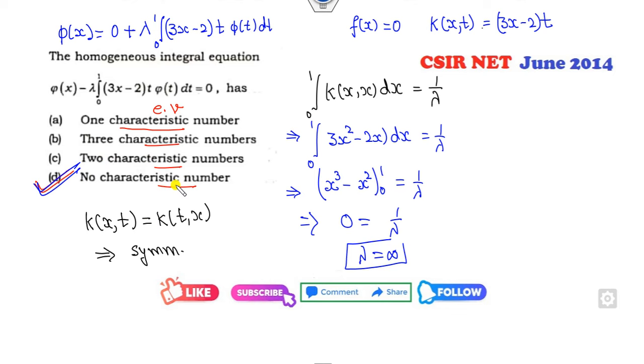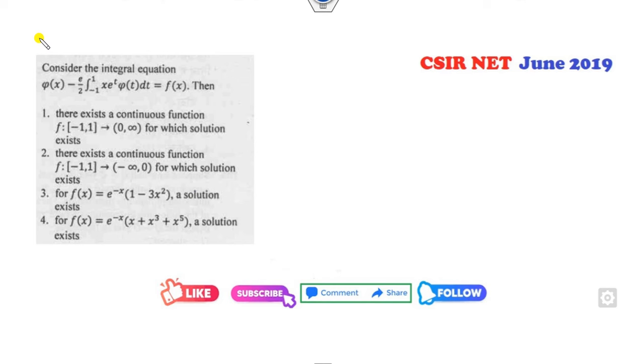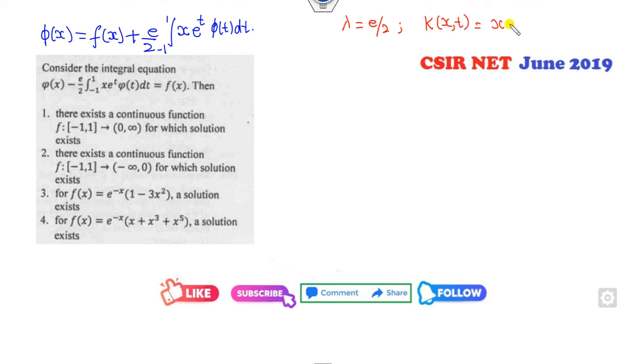Okay, look at this one again. I can write this equation in the simplified form: 1 over lambda... 1/2 times the integral from minus 1 to 1 of x e^t phi(t) dt. So what is given to you? Lambda is here. What is the kernel? The kernel is x e^t. Then which of the four?